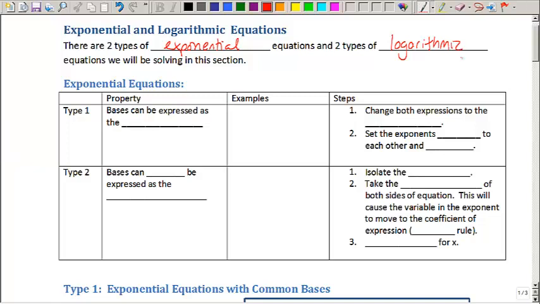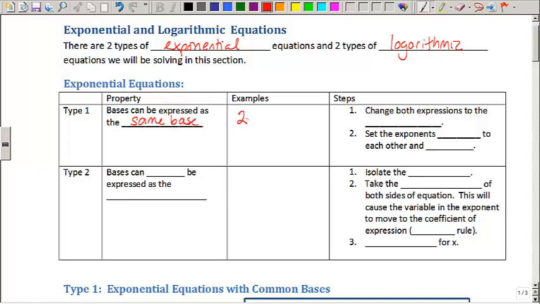One of the common student errors when we're solving exponential and logarithmic equations is students will confuse the two types of exponential or the two types of logarithmic equations when they're trying to solve. So let's just look at the exponential equations and make sure that you understand the difference between the two types before I actually show you how to solve the two types. The first type of exponential equation is where the bases can be expressed as the same base.